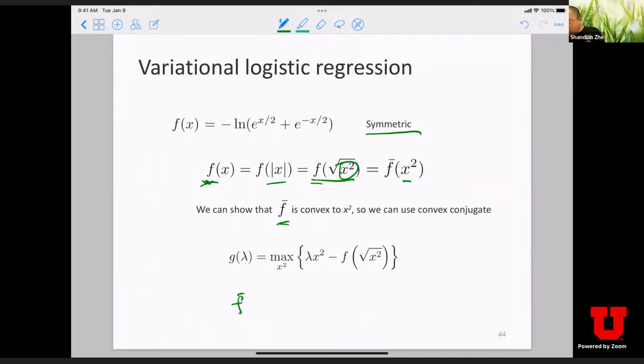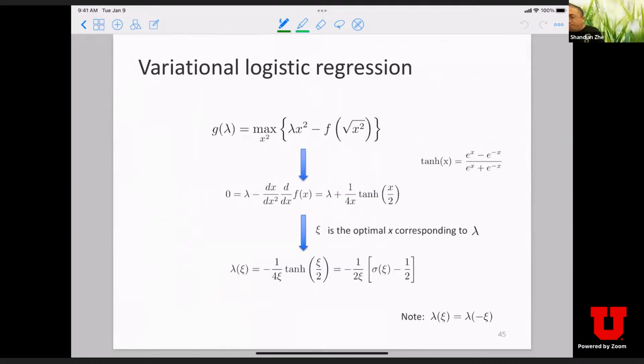That means my f bar of x squared can be written as lambda x squared subtracted by g of lambda. And how do we get g of lambda according to convex duality? Your g of lambda is obtained by maximizing lambda x squared subtracted by your f bar function. This is just a straightforward application of the convex conjugate.